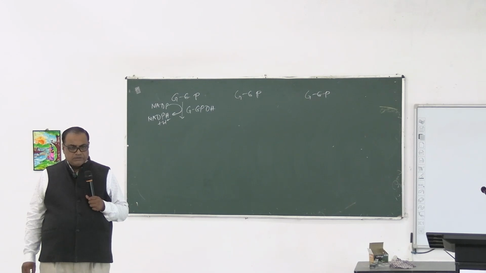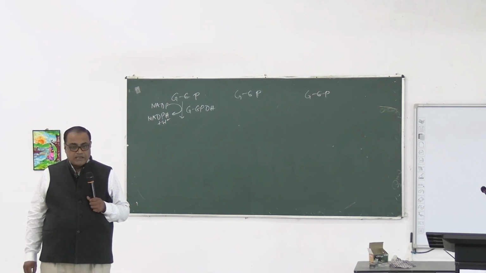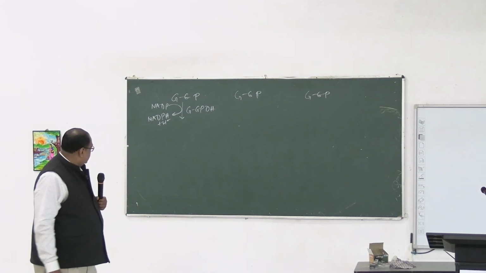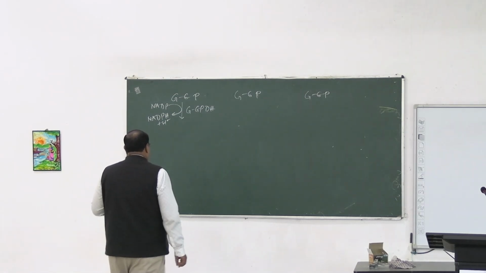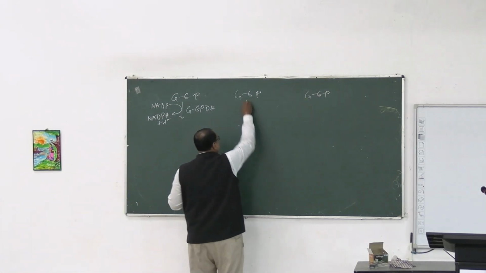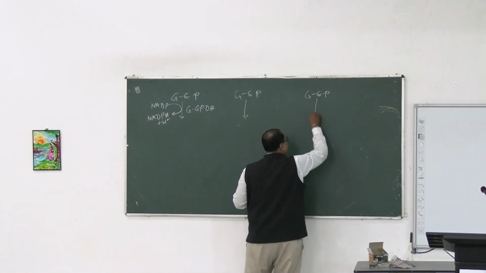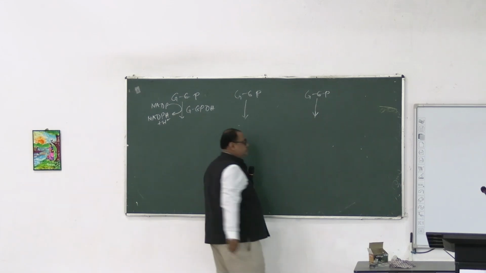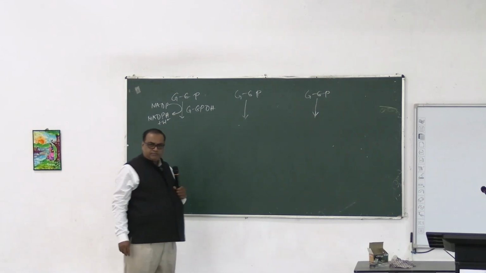You go to plant, you find NADPH2, plant system. You find it in animal system, it is NADPH plus H plus, correct? Like that. So, this particular step is similar for all the three glucose molecules. Correct? What is the product?